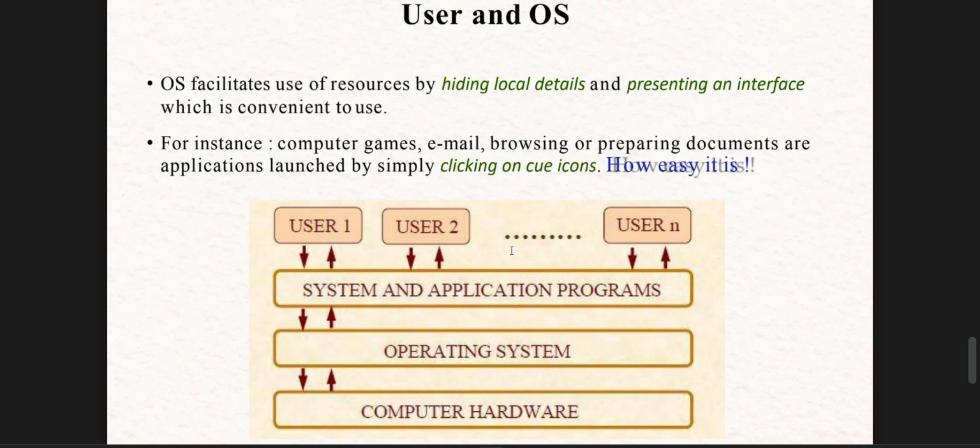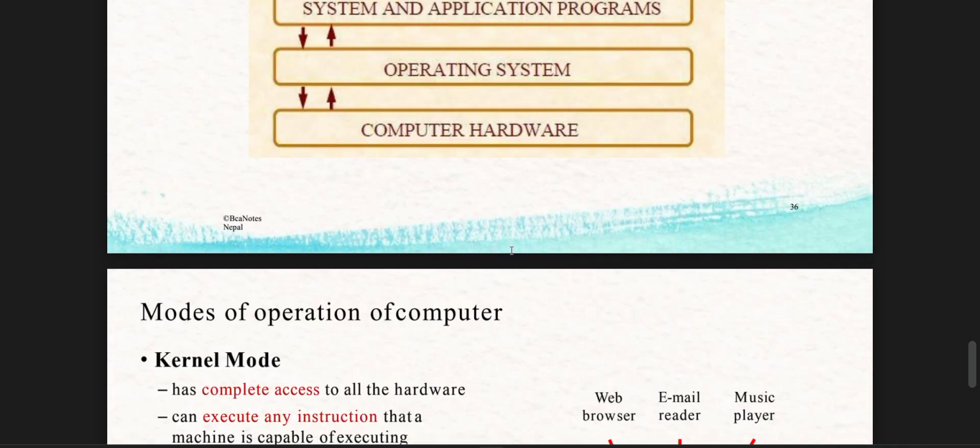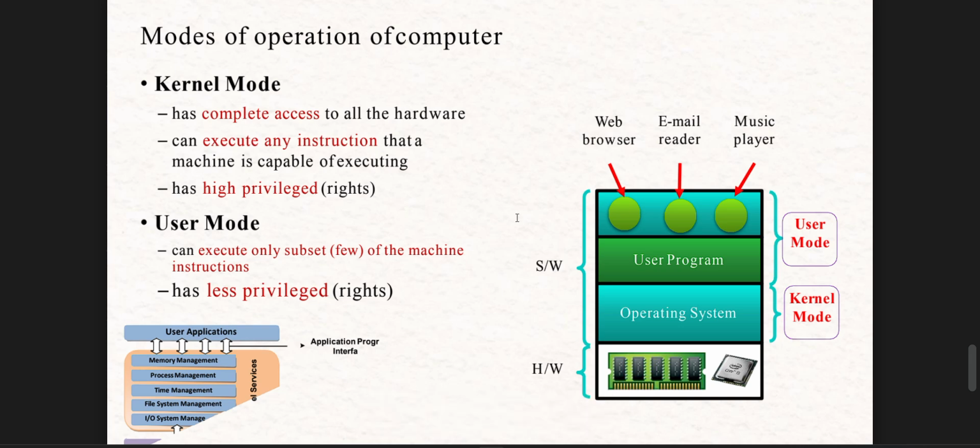User one, user two, user n. System and application programs, operating system, computer hardware. Modes of operation of the computer. Kernel mode has complete access to all the hardware and can execute any instruction that the machine is capable of executing. It is the high privilege mode. Web browser, email reader, music player run in user mode; the operating system runs in kernel mode. User mode can execute only a subset of the machine instructions, as it is less privileged.